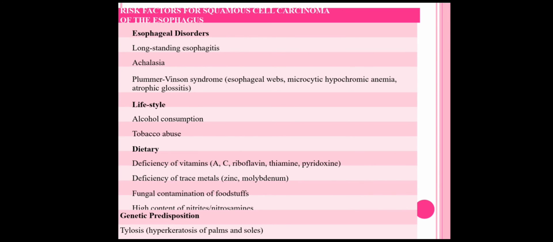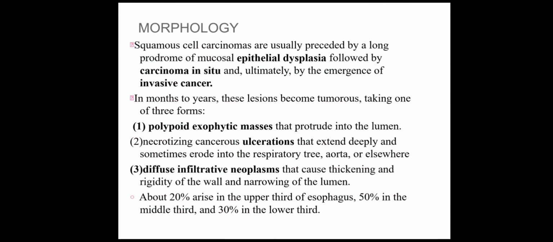Genetically, tylosis is a condition where there is hyperkeratosis of palms and soles. So this leads to squamous cell carcinoma as well. Squamous cell carcinomas are usually preceded by a long prodrome of mucosal epithelial dysplasia, followed by carcinoma in situ, and then finally the emergence of invasive cancer. So this will take months to years. These become tumorous, taking one of three forms: polypoid exophytic masses, necrotizing cancerous ulcerative masses, or diffuse infiltrating neoplasm.